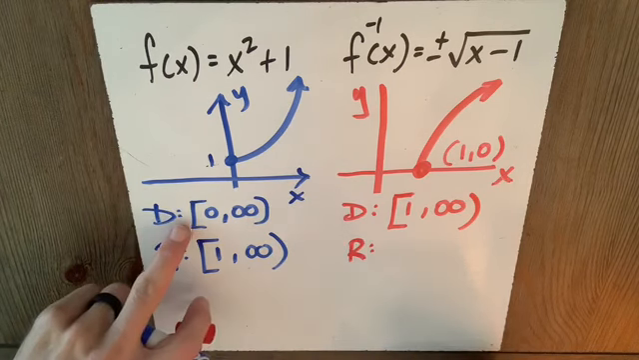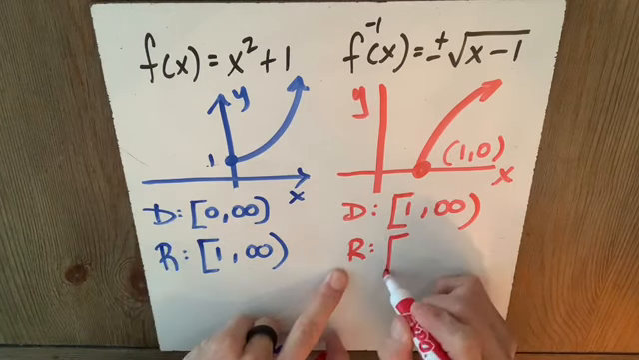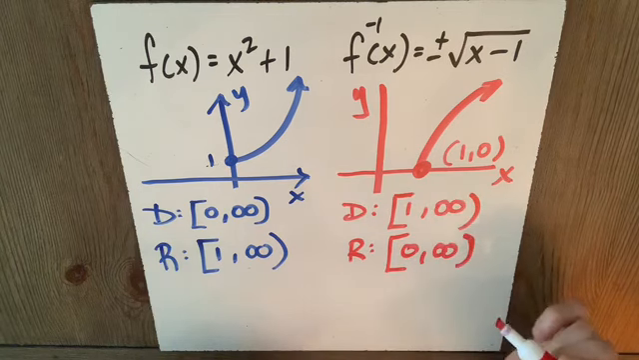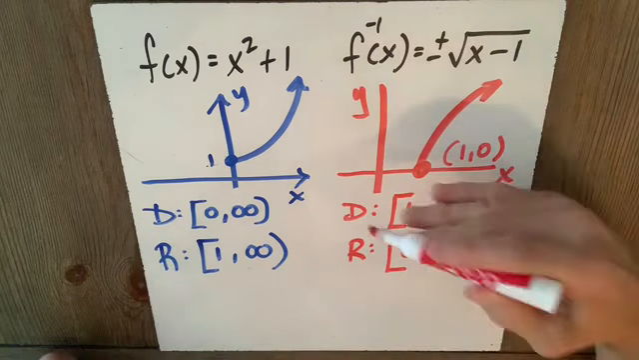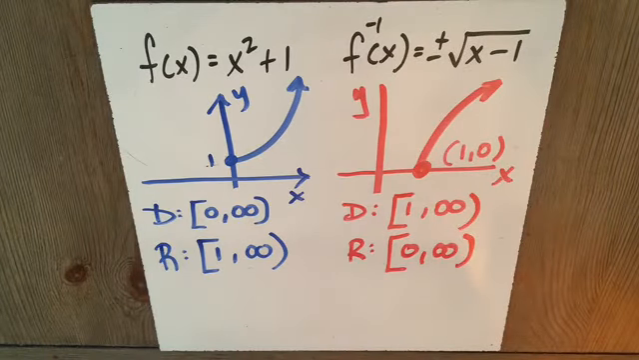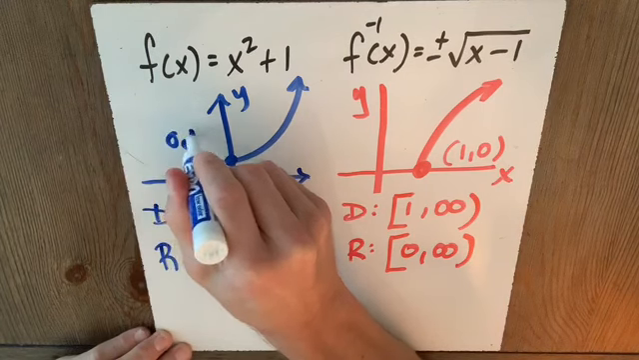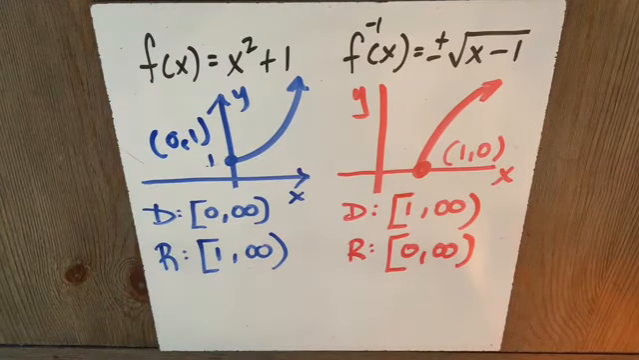And our domain becomes the range. So whatever's here is going to go here. And is it true, the range, the y values go from 0 to infinity? Yes. Notice what's happened here. This was our point 0, 1. Notice the point 0, 1 became the point 1, 0.